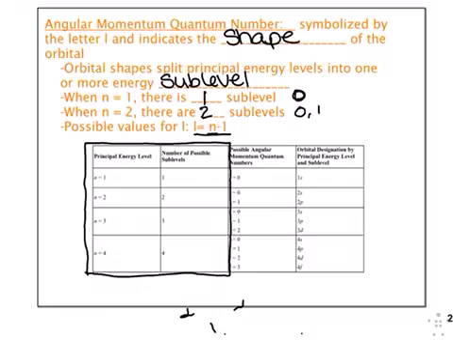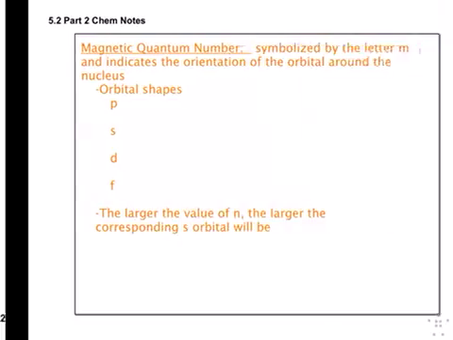It is not indicating the number of possible sublevels. The number of possible sublevels is the same as the principal quantum number. So if the principal quantum number is 2, there's going to be 2 possible sublevels, and to figure out the values, you use this formula.